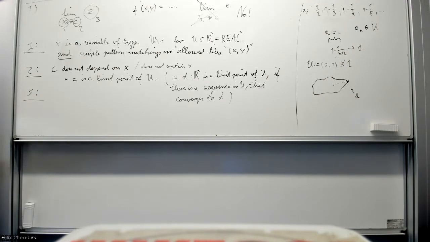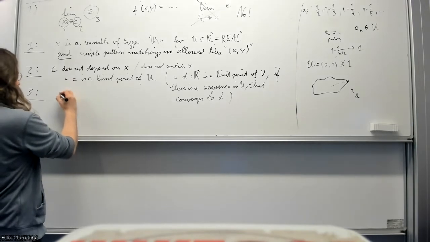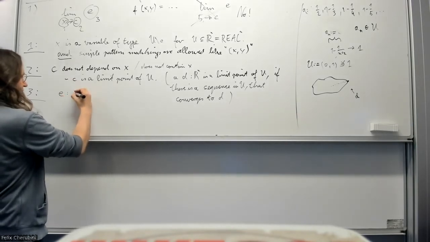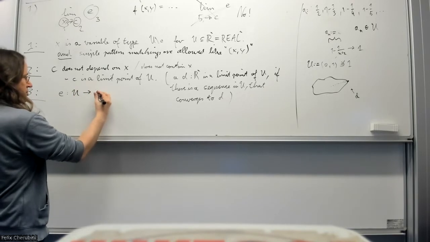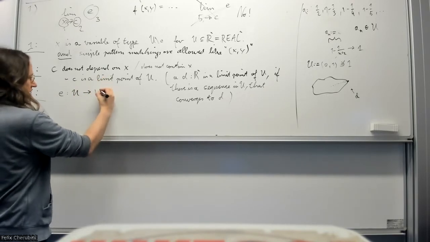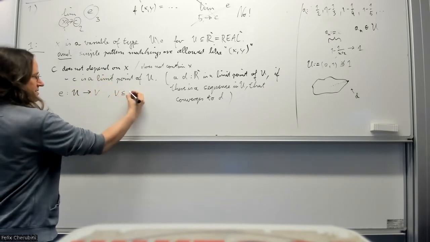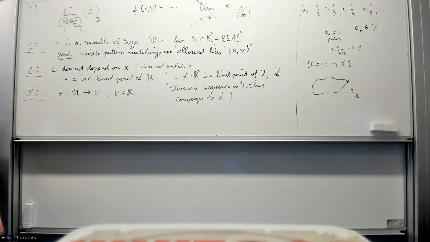No, not really. We could also say it's a function to some subset of R, or a function to some subset of R to the M, or whatnot. But yeah, I guess with subset of R, we are general enough for our context here. So we could start with this and say E is of type U to V, where V is some subset of R. Let's just keep it that general.